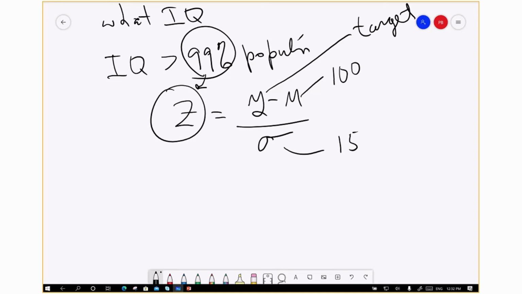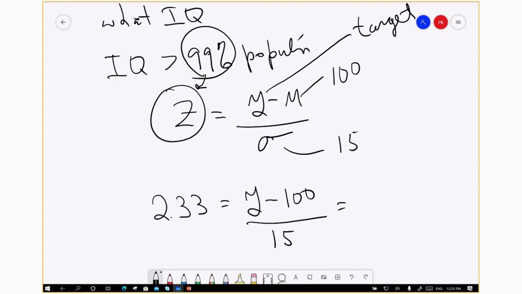So here we are back at the whiteboard, and we determined that the Z value associated with 99% of the population was 2.33, and that's going to be equal to Y minus 100 divided by sigma, which is equal to 15. So we can solve for Y and say that Y is equal to 134.95. So in other words, an individual would have to have an IQ of about 135 to have an IQ that's greater than 99% of the population.